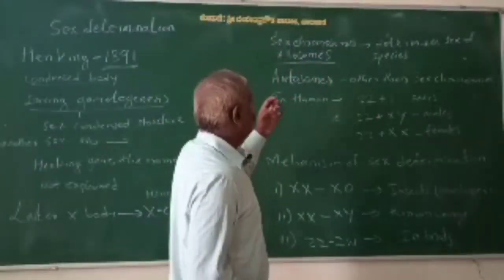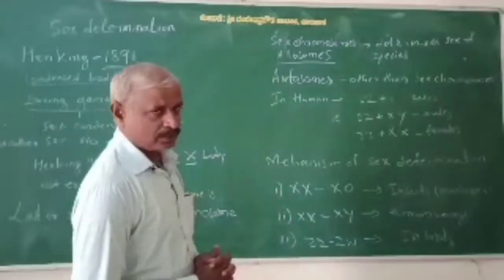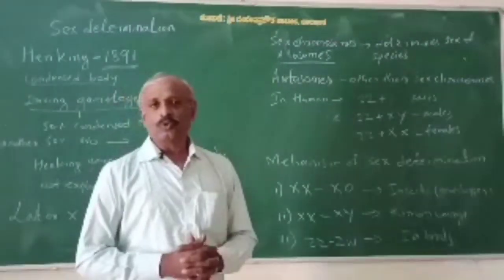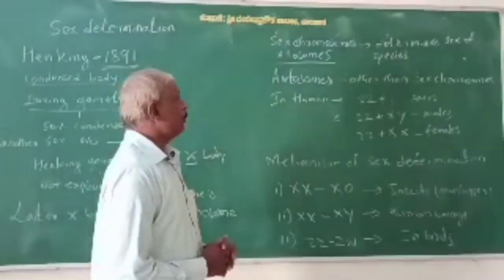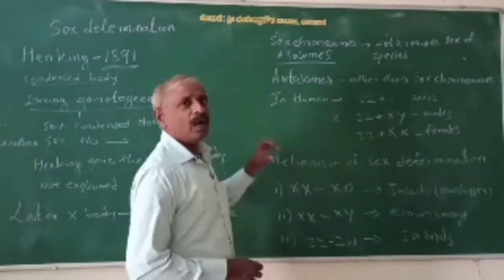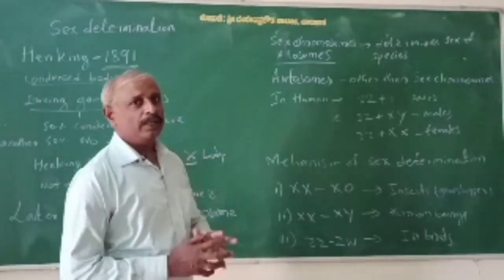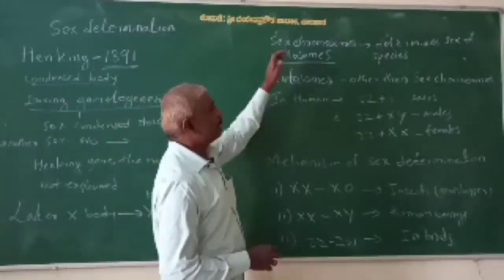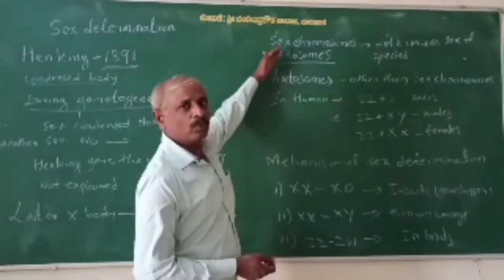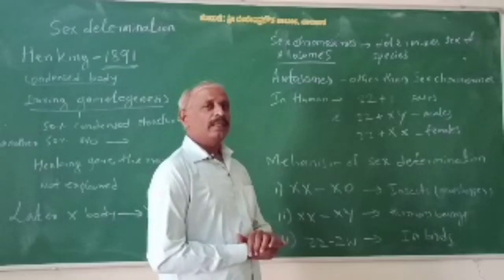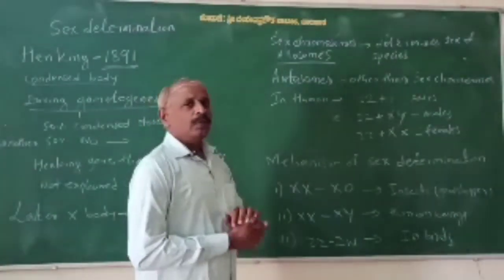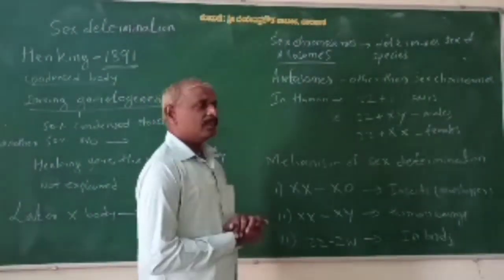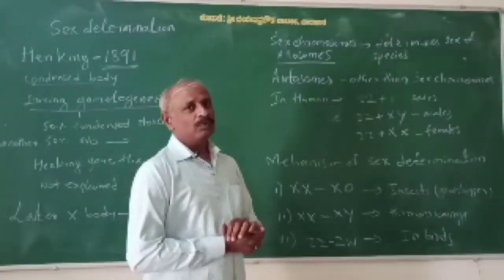Now, in every organism, especially in higher organisms, we get two types of chromosomes. One is said to be allosomes and the second is said to be autosomes. What are allosomes? Allosomes are nothing but the sex chromosomes. These chromosomes are helpful to determine the sex of the species.